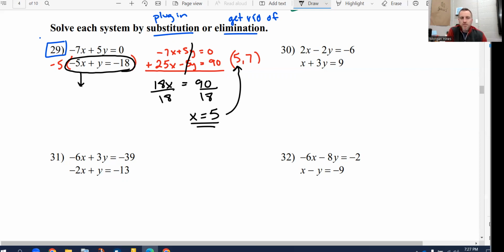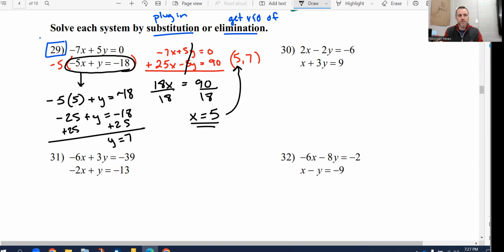And this part's very similar to the previous part, the substitution method, because we're plugging in, we're substituting something. Does it matter which equation we work with? No, because both of them should work if it's actually a solution to the system. So we just plug in 5 for x now because we know that that's what x should be. Get negative 25 plus y equals negative 18. Add 25 to both sides, and you get y equals 7. Nice. Okie dokie. That's the methods to both.